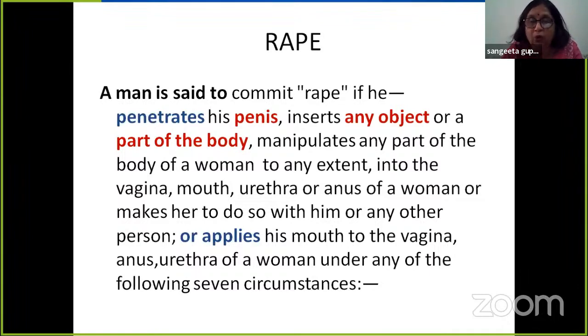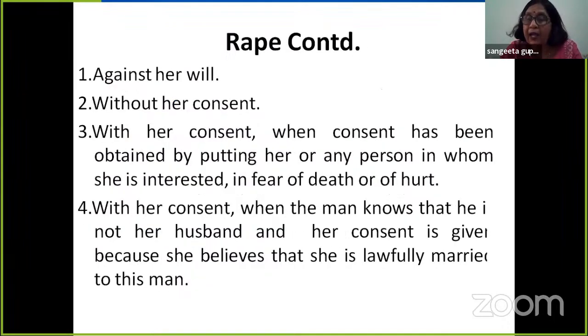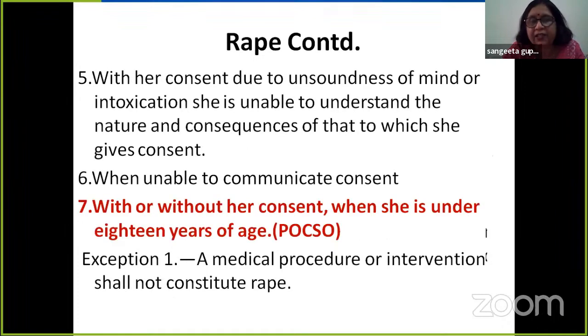So applies his mouth to the vagina, anus, urethra of a woman under any of the following 7 circumstances: against her will, without her consent. Now, with her consent, when the consent has been obtained by putting her or any person in whom she is interested in fear of death or hurt. With her consent, when the man knows that he is not her husband, but he makes the lady believe that he is her husband.